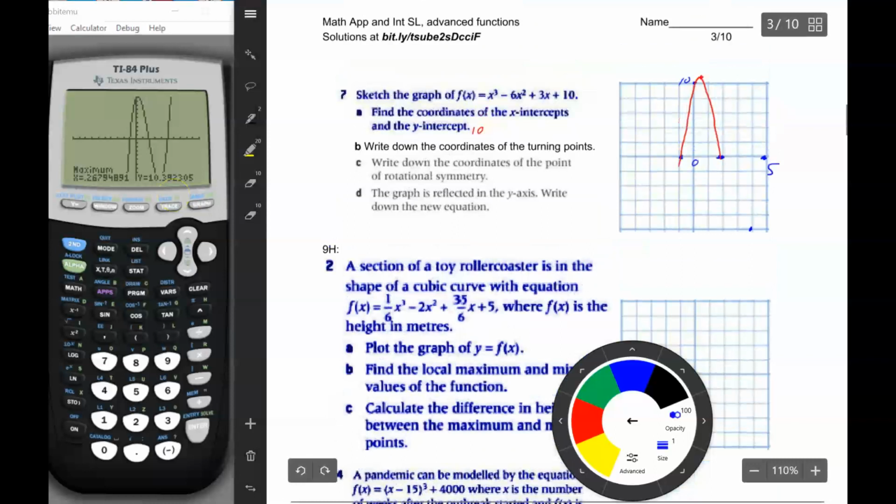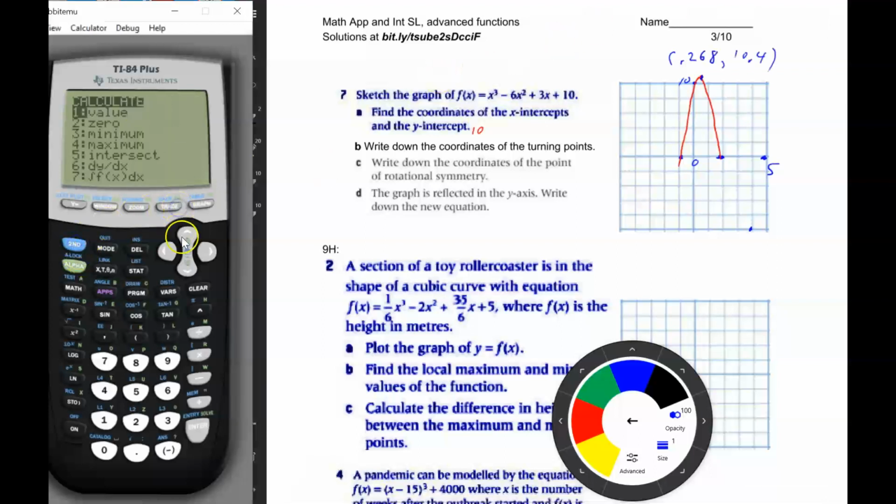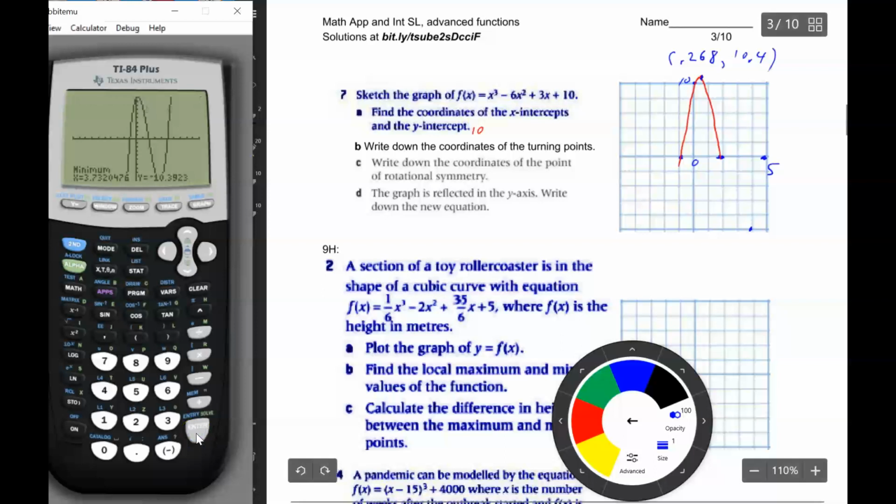So let's put that there. It would be 0.268, comma 10.4. Let's find the minimum. Second calc minimum, which is number 3. And then we'll put the left boundary here on the left side of the valley, and the right boundary here on the right side of the valley. Guess. And the answer is 3.73, comma negative 10.4. That's about here.